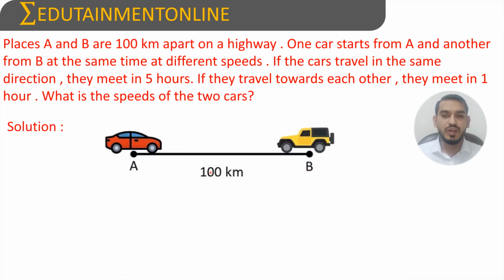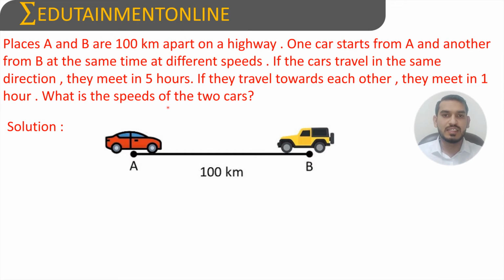So here we have two cars. One car is at the point A and the other car is at the point B. These two points are separated by 100 kilometers distance. One car will start from A and the other car will start from B at the same time, but the speed is different.